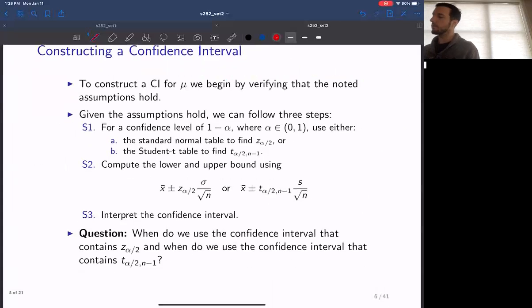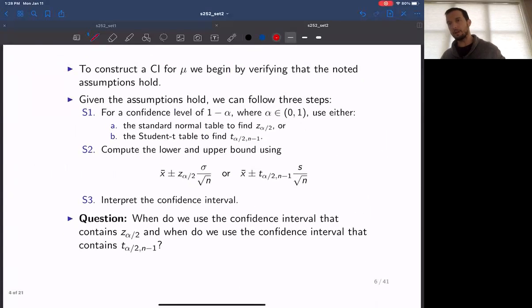All right, so constructing a CI can be done in 3 steps. The first thing that we would do before starting construction is check the assumptions. So the process for building a CI is basically assumption check, then 3 steps defined on slide 6. In step 1, we would compute the confidence level.